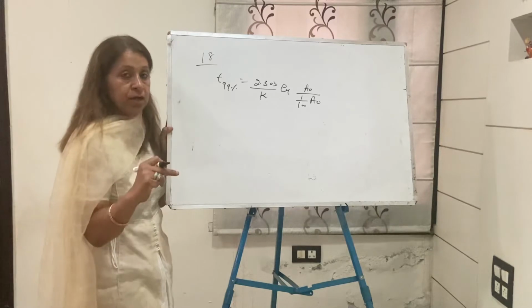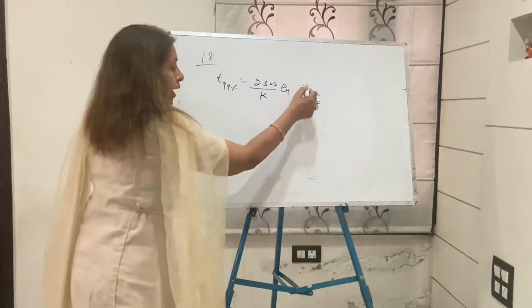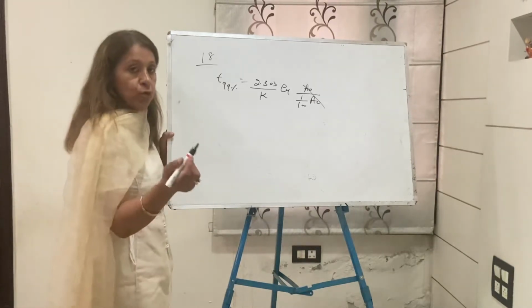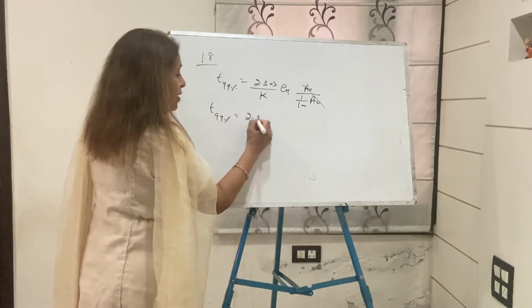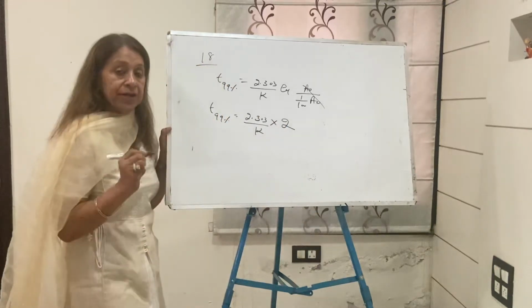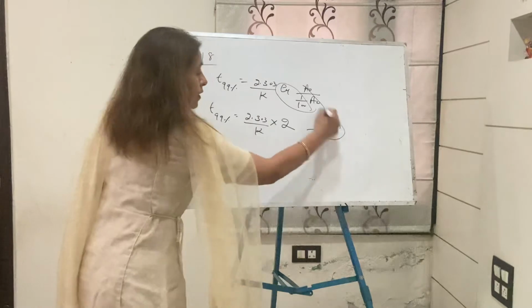What is left, you will put here? 99% completed means just 1% left. A naught cancels. Your answer is log 100. 100 is 10 raised to power 2, so the answer is 2. So T99% is equal to 2.303 by K multiplied by 2, because log 100 is 2. Make it equation number 1.